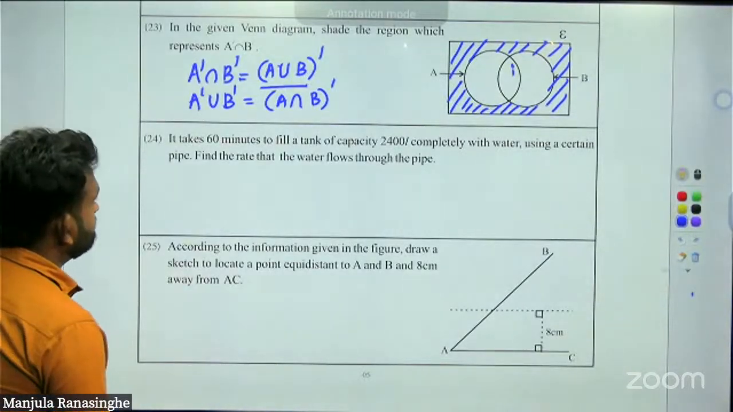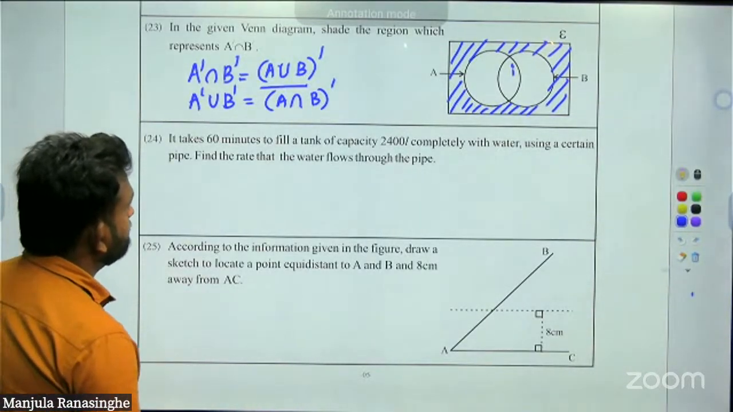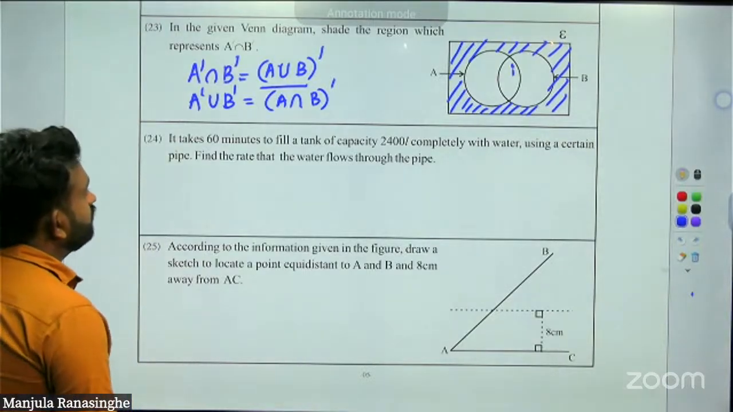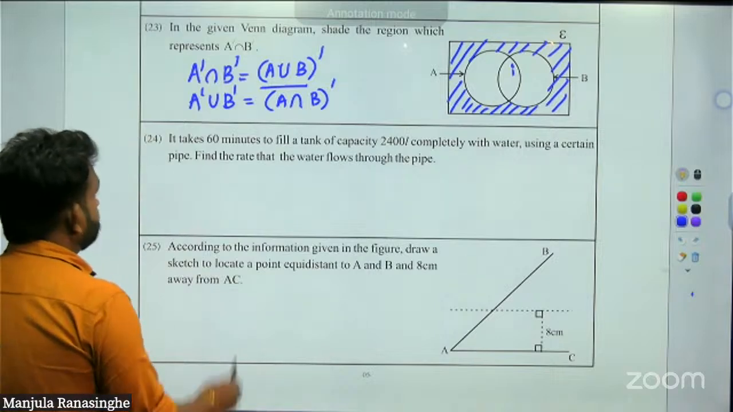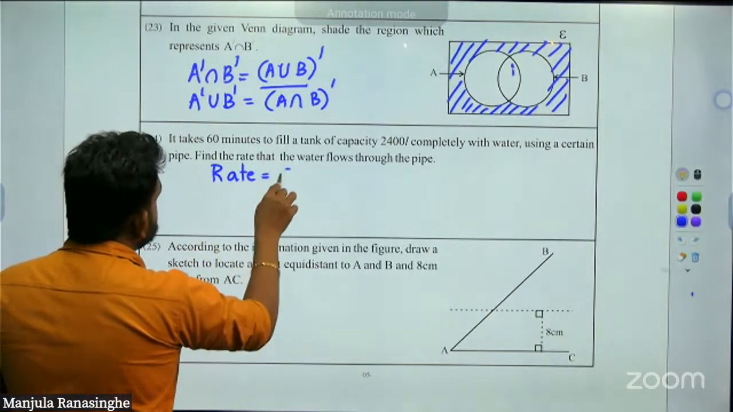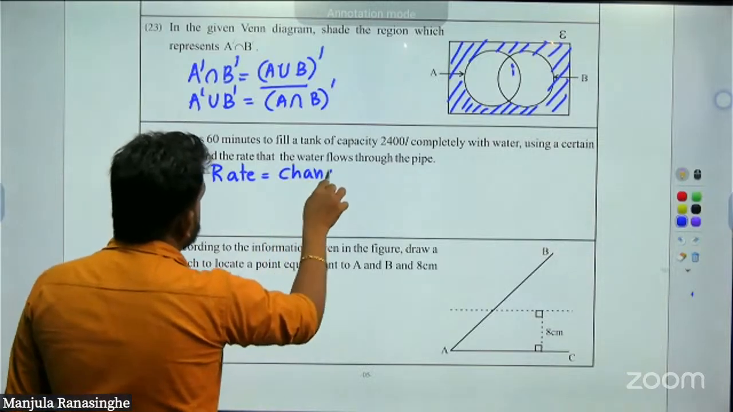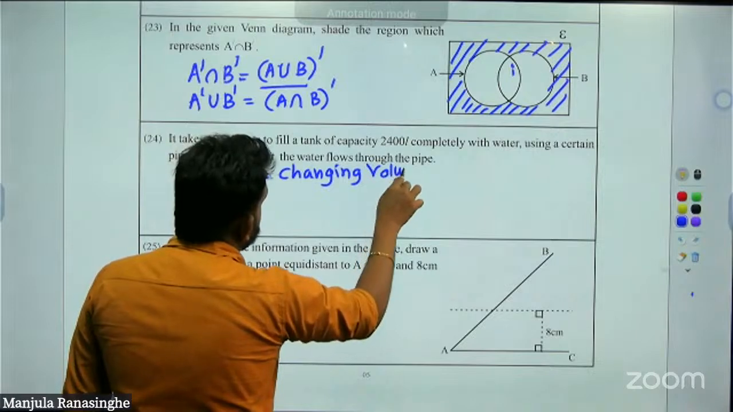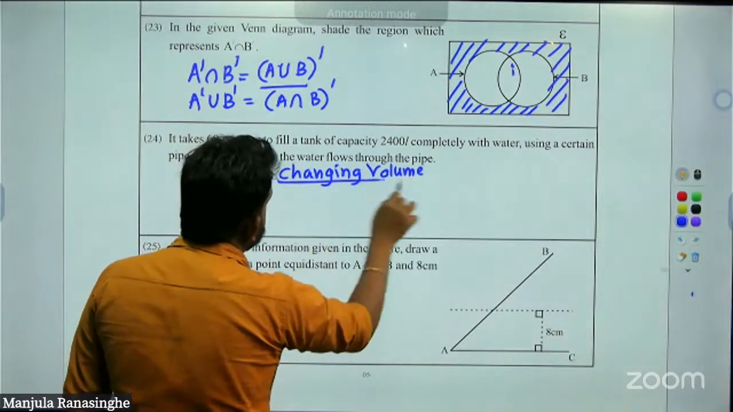Right. It takes 60 minutes to fill a tank completely with water using a certain pipe. Find the rate of the water flowing through the pipe. So the rate of water flow is the change in volume upon the time. So the rate is the change in volume divided by the time taken.